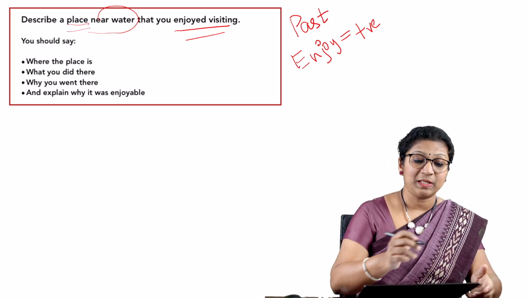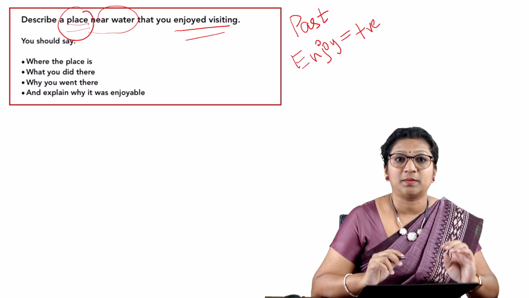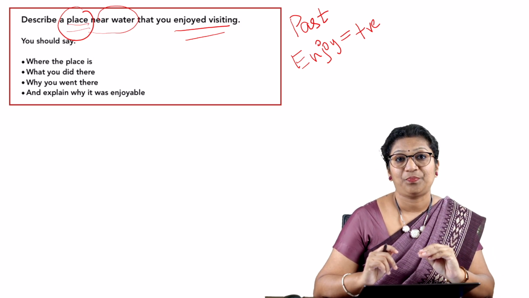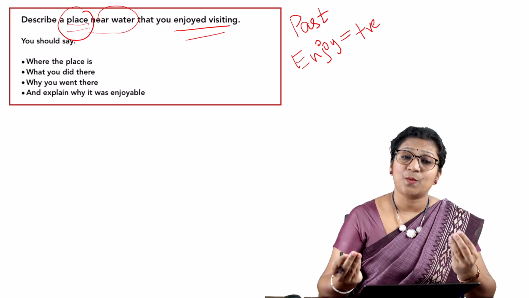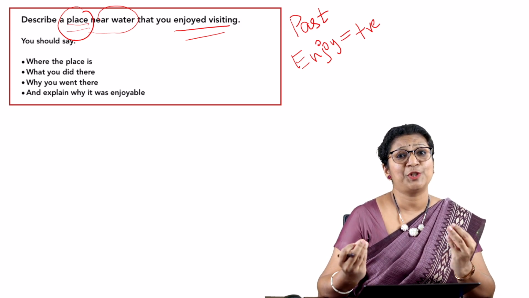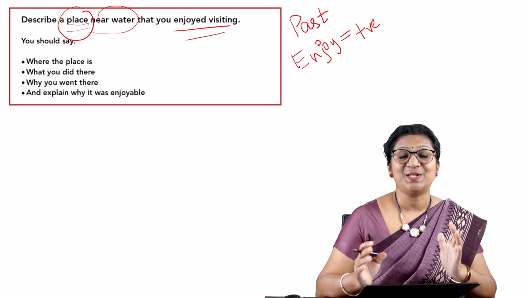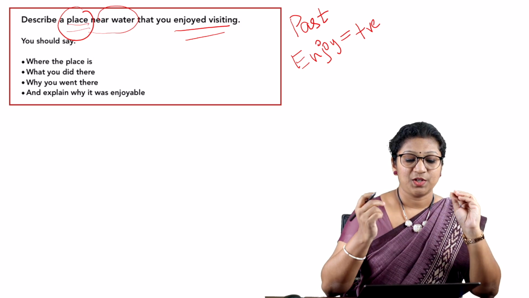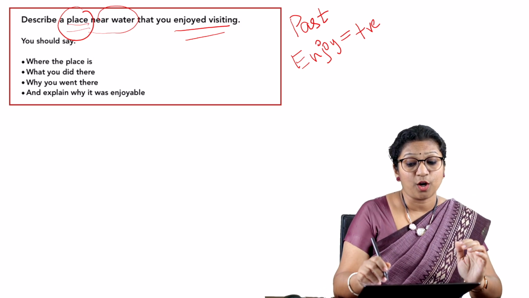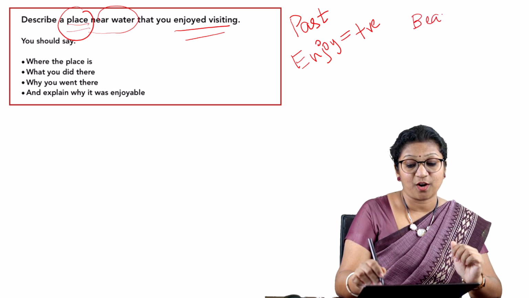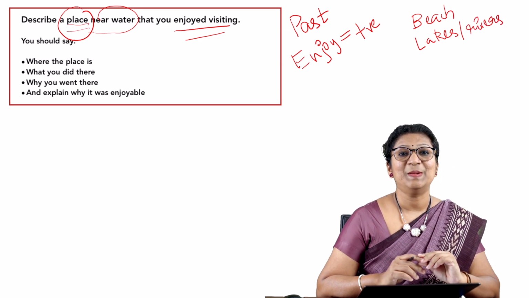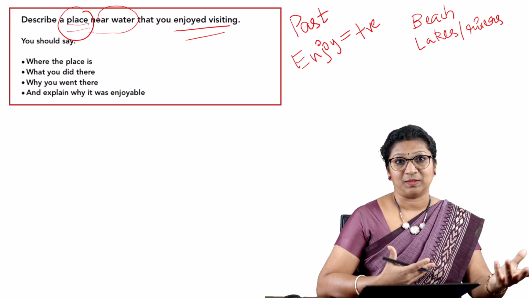It should also be about a place near water. So you have to imagine, you have to start thinking, what are the possible places near water? Probably you've never ever visited a water body, or you've never been on a vacation or even a short trip. But all you need to do is try and fabricate, create a story and speak on the topic. So water, yes, you can think of beach, you can think of lakes or rivers, you can think of backwaters. So these are the possibilities, maybe even a pool.